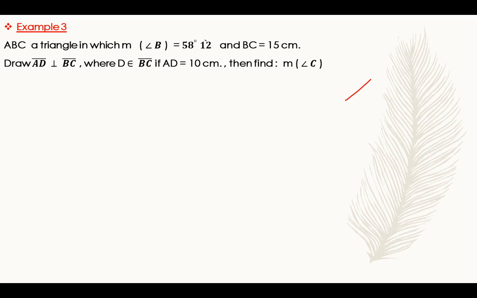So ABC is a triangle. ABC is a triangle, where the measure of angle B equals 58 degrees and 12 minutes and BC equals 15 centimeters.